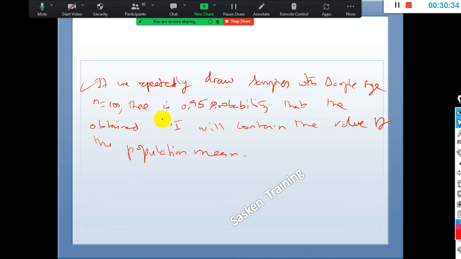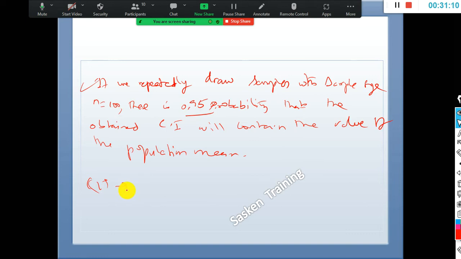If you repeatedly draw samples with sample size n, there is a point that the obtained interval will contain the value of the population mean. If you draw multiple samples, sample to sample, the mean will vary. Obviously, when the mean value changes, the confidence interval also changes, right? How can you make a statement that with 95% probability the obtained confidence interval will contain the value of the population mean? So here, the central limit theorem comes into the picture.